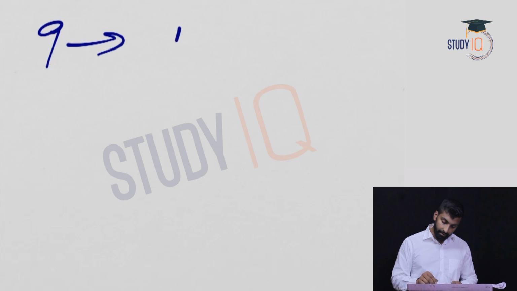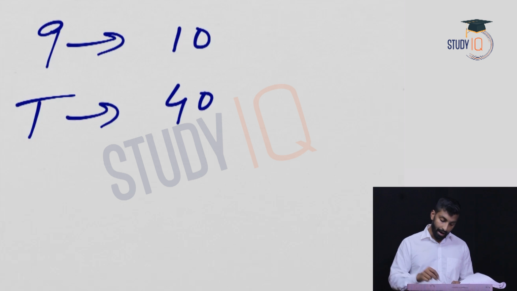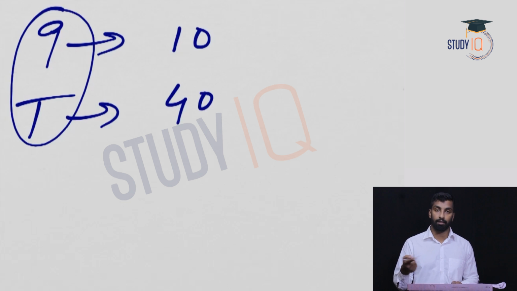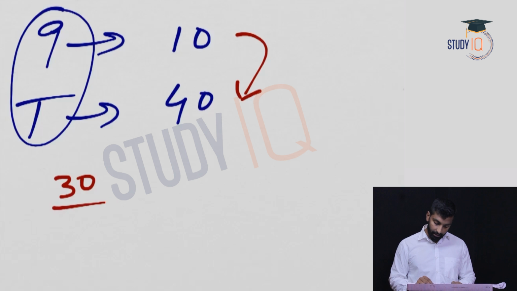What will be the reverse question? 9 students, average is 10. Teacher, the age is 40. What is the new average, including the group of teacher, including student and teacher? That is now 10 members, right? What you need to see? What is the change here? 30 is the change. This 30 you need to distribute among 10 people.